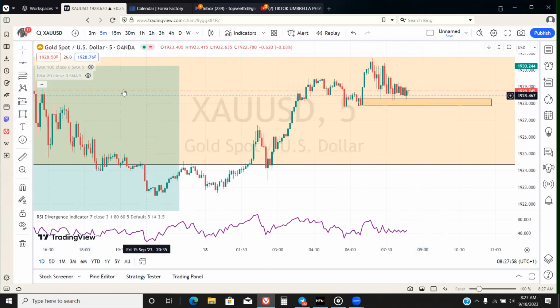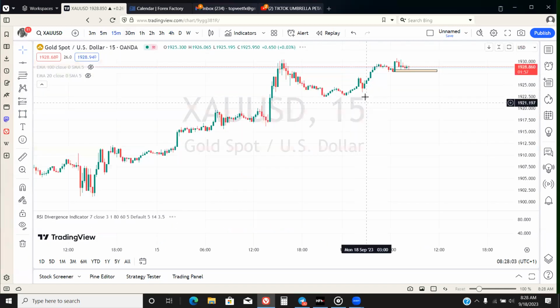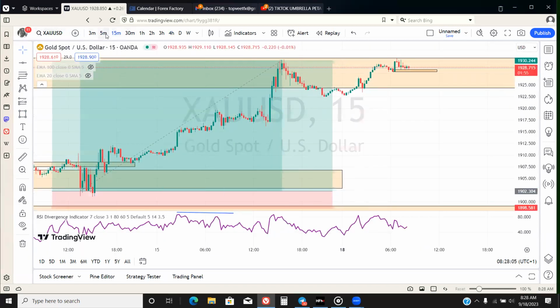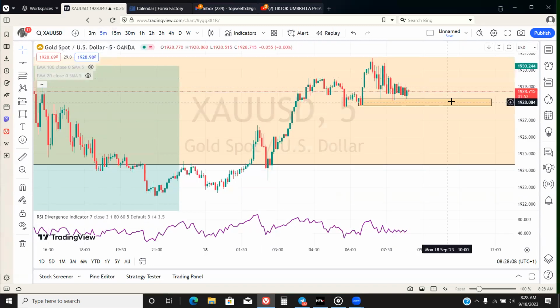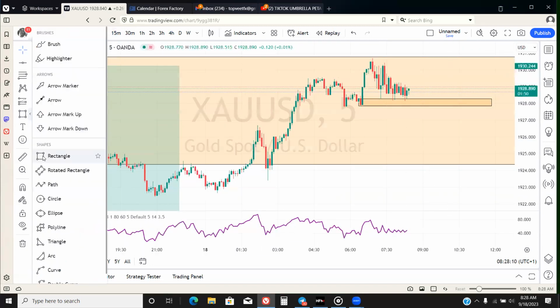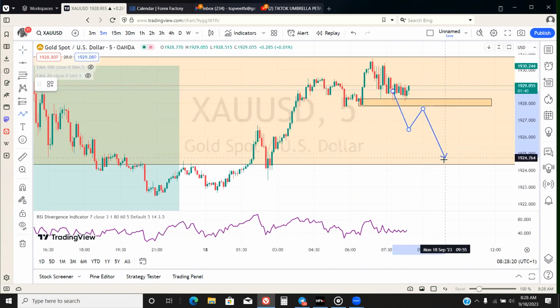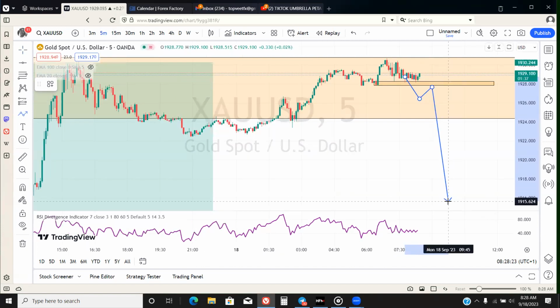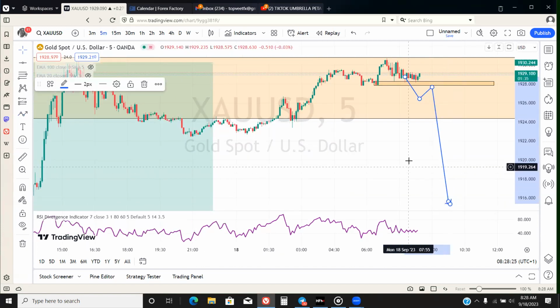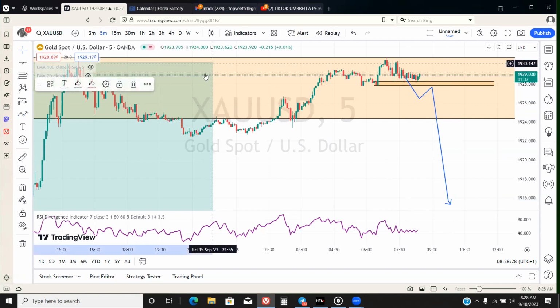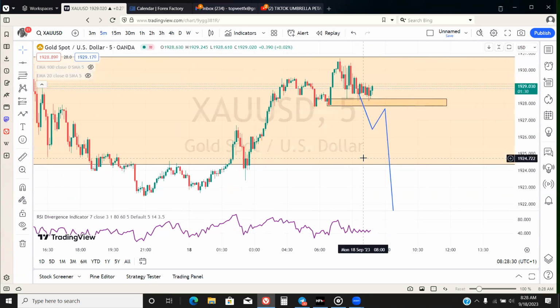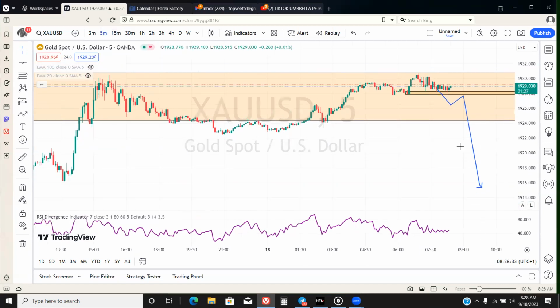And if I'm going to be looking for a sell opportunity on gold this morning, let me see something here. I'm going to be looking for a sell opportunity the moment the price breaks below 1927, the moment the price breaks below it and retests 1927.60, and I'll be expecting the market to make a drop. So this is my analysis on gold this morning. I'm looking for a sell opportunity this morning on gold.